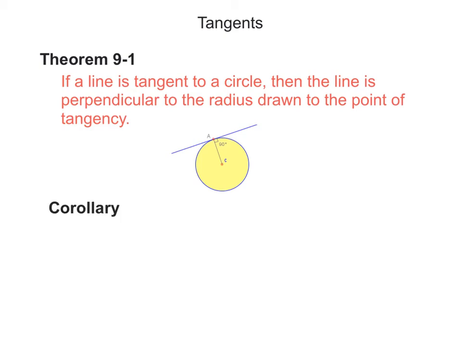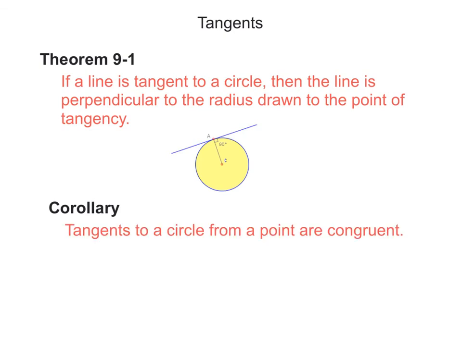Now there's a corollary that follows directly from this theorem. This corollary simply states, tangents to a circle from a point are congruent. Okay? Basically what this is saying is that tangents to a circle from a common point outside the circle are congruent.